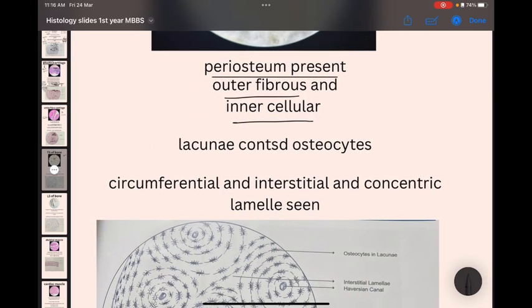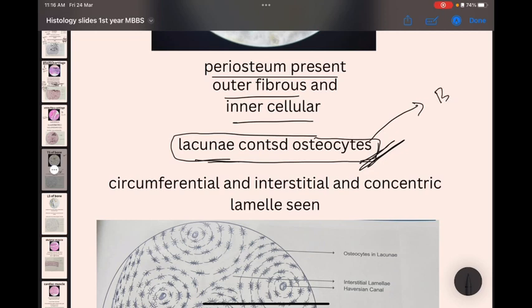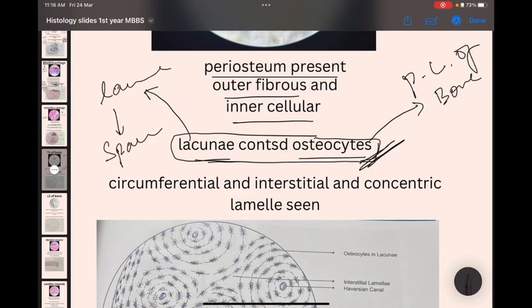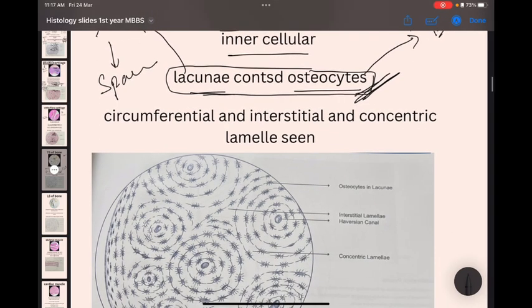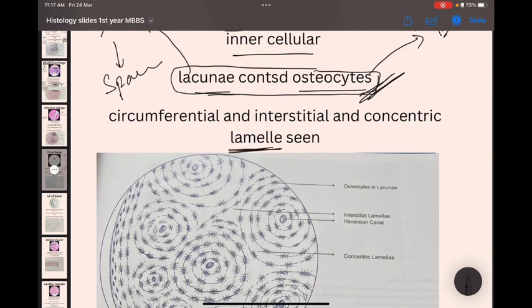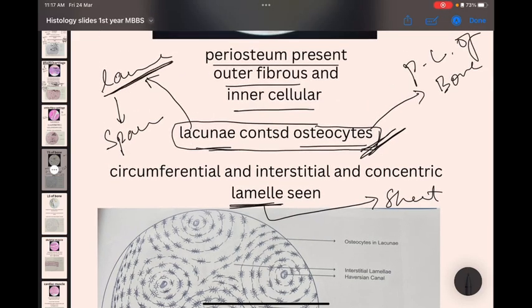Now we have lacunae containing osteocytes. What are osteocytes? Osteocytes are the bone forming cells, okay, the principal cells of bone. So where are they present? They are present in the spaces called lacunae. So lacunae is an empty space, okay. Now coming to lamellae, the sheet like things where the lacunae are present. Lacunae is nothing but the space.